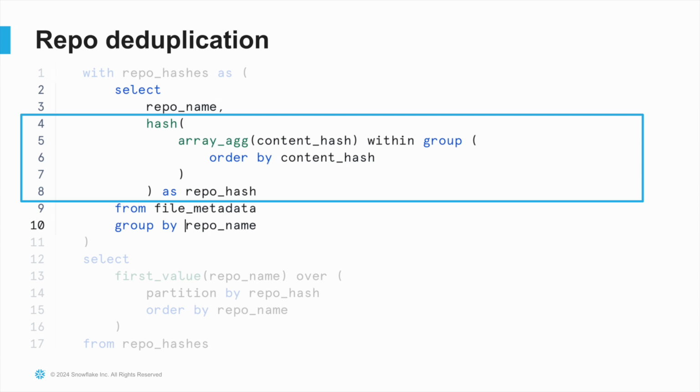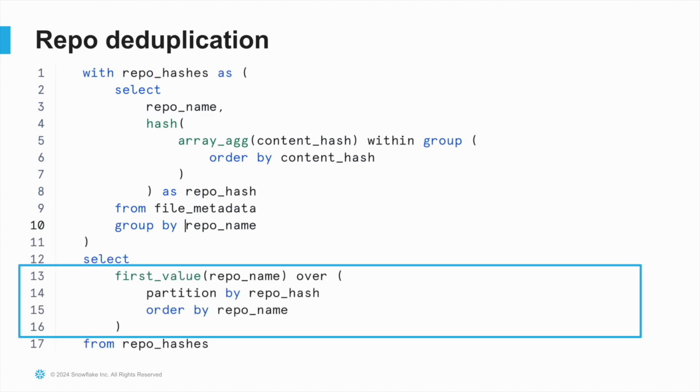This makes comparing arrays really simple. But we actually don't need the arrays themselves. We just need to compare arrays for equivalence. To make computation easier, let's just consider the hash of the arrays instead. After we've collected all of these hashes of arrays, we'll call them repo hash.